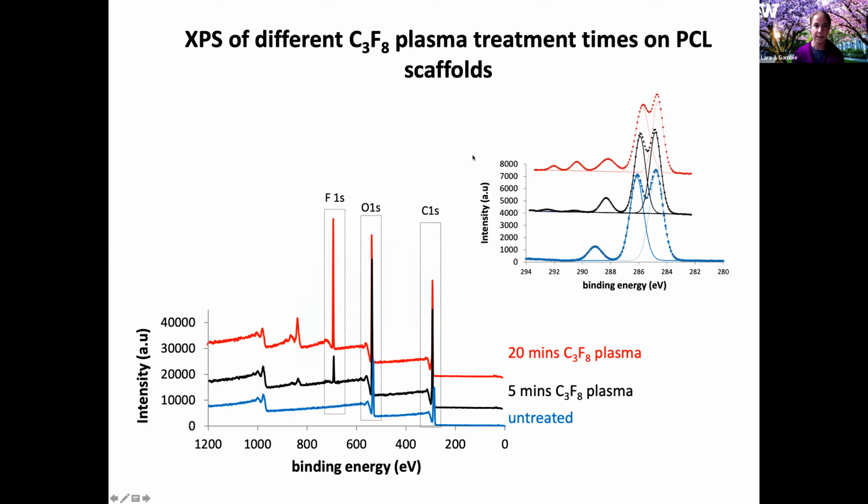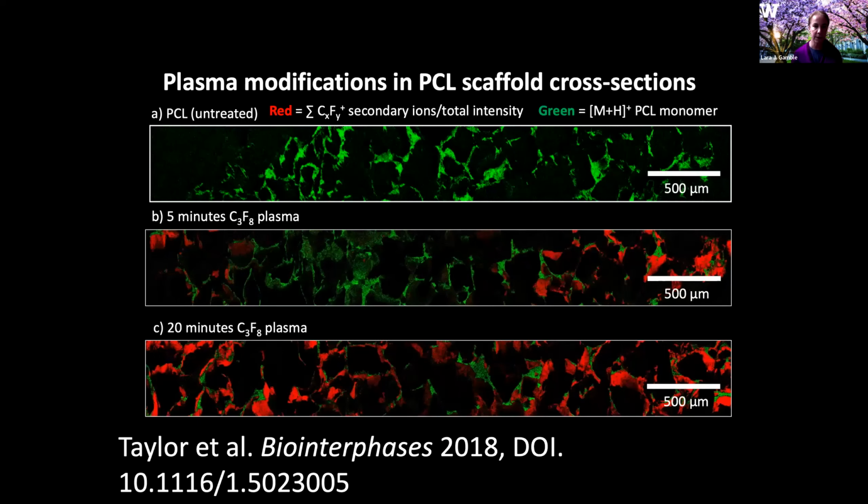So the question is, is this uniform across the entire sample? XPS indicated that by 20 minutes, it was fairly uniform across the entire sample, just by looking at relative spots. If you look at this TOF-SIMS image, we have green for the polycaprolactone, basically the monomer plus hydrogen, so it indicates where the polymer of the scaffold is. Red is a sum of fluorine-containing ion peaks that we see in TOF-SIMS. Of course, for the untreated one, we don't see any fluorine, or I should say, happily, we don't see any fluorine. One never knows how that's going to work out.